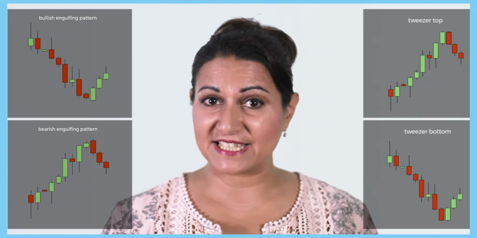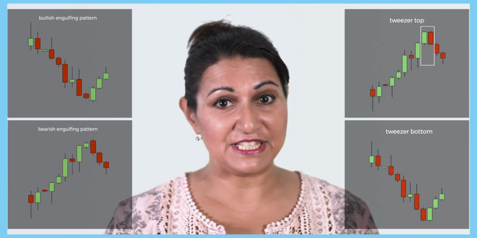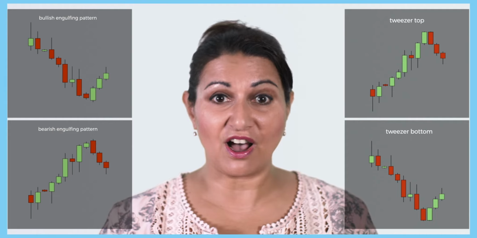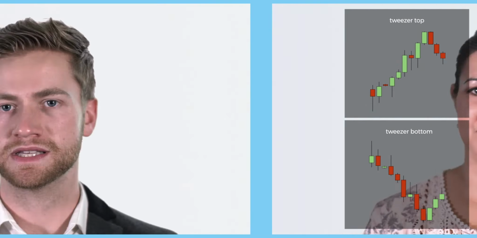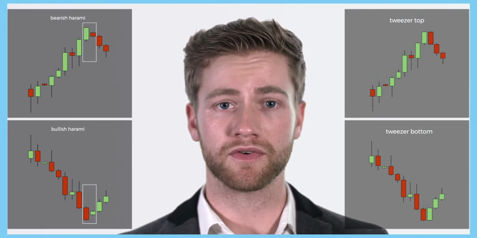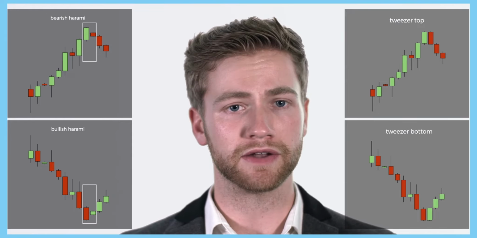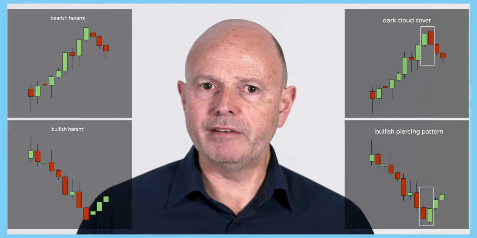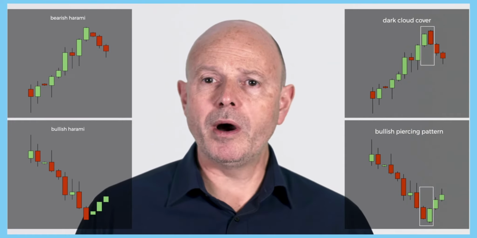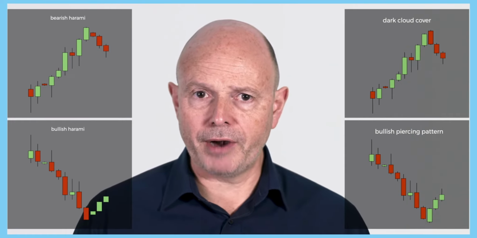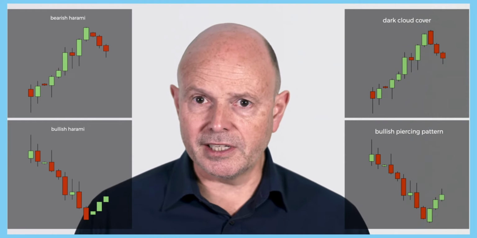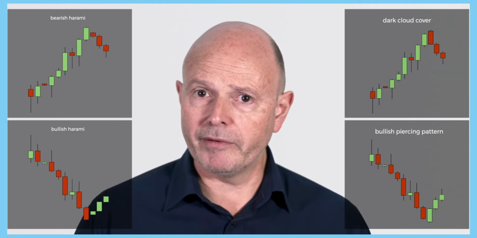Tweezer tops need the same high points, and again they need to be alternative colours, showing a change of trend. Tweezer bottoms are the inverse. Harami patterns are where there is a large candle body in the direction of the trend, followed by a small candle of indecision. Dark cloud cover and piercing patterns are also the inverse of each other. They require the first candle to be in the direction of the trend, the price gaps down the following period, then the trend reverses and price closes back near where it started.